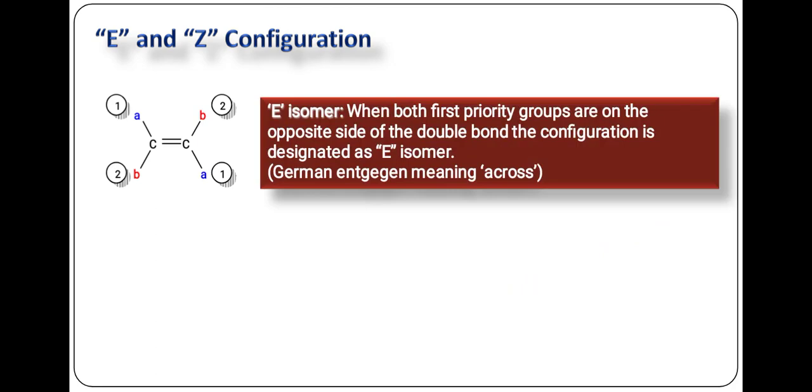Here E isomers: when both first priority groups are on the opposite side of the double bond, the configuration is designated as E isomer. E is from the German entgegen, meaning across. Here give the priority 1, 2, 1, 2. When both first priority groups are on the opposite side of the double bond, the configuration is E isomer.